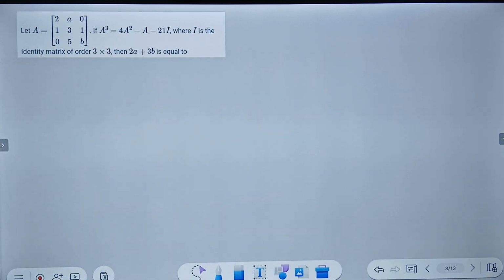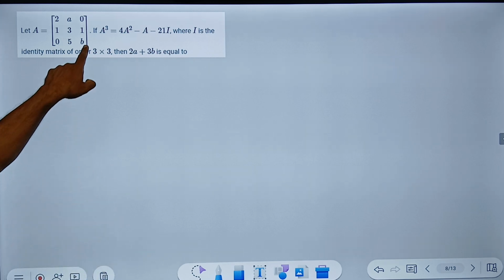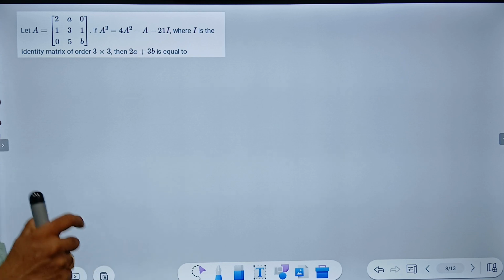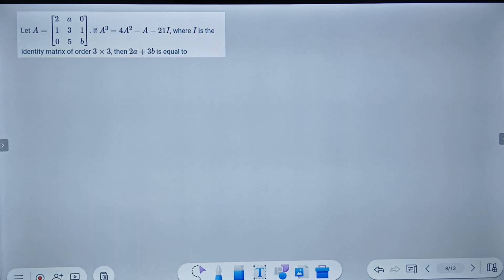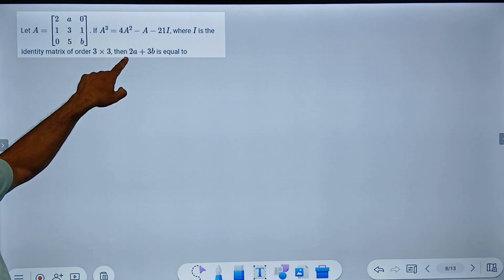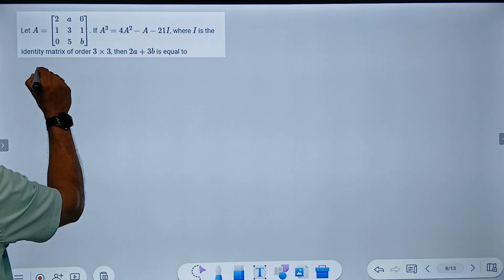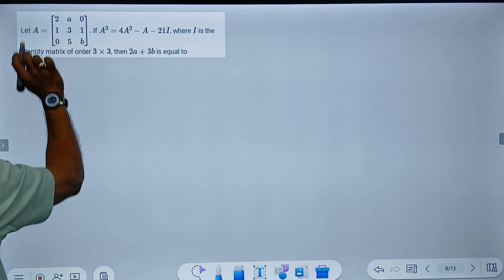Now, this is the last problem for the day, where we are going to talk about this. Let A be a matrix given, and you have an equation, a polynomial in a matrix, A cube minus 4A square minus A minus 2I, where I is the identity matrix of order 3 by 3, and you have to find 2A plus 3B. Now here you can use different techniques to do the problem. I prefer to use the characteristic equation. I think you know what a characteristic equation is. You should know, or otherwise I'll explain to you.